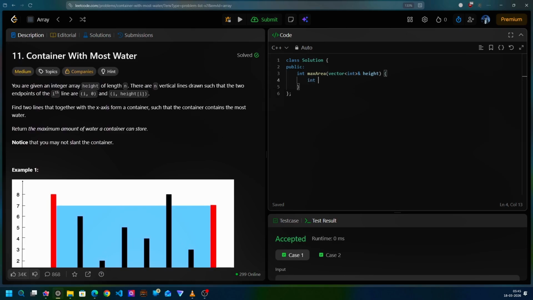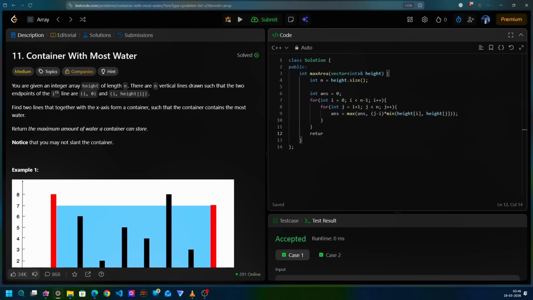So let's first declare the size of the array. Okay, and let's run our loop, i from 0 to n minus 1, i plus plus. Then for int j equals i plus 1, j less than n, j plus plus. After this, answer equals max of answer. Okay, we have to declare our answer here also. Then now we have to calculate our amount of water into min of height of i comma height of j. Now let's return our answer.